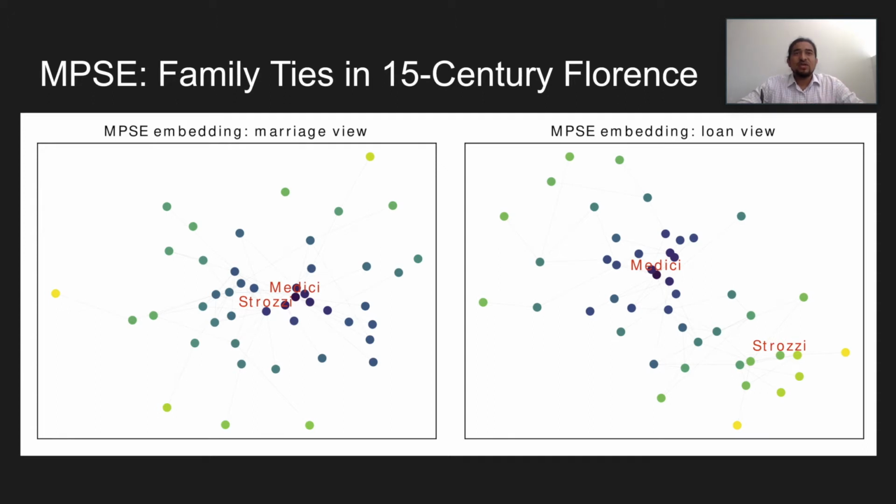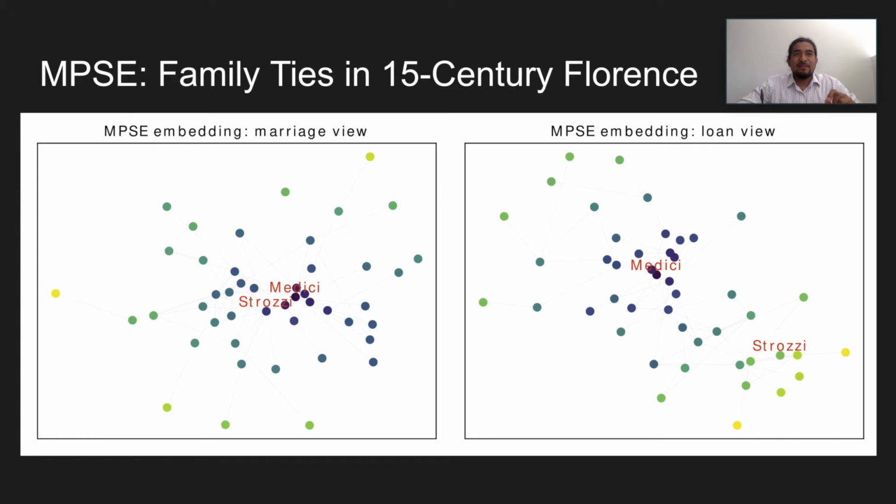A bit of historical background can help us see some interesting results in a visualization. The Strozzi family had been Florence's richest one, but ended up exiled and in ruin after the Medici took control of Florence's government in 1434. The MPSE embedding allows us a glimpse into this story.